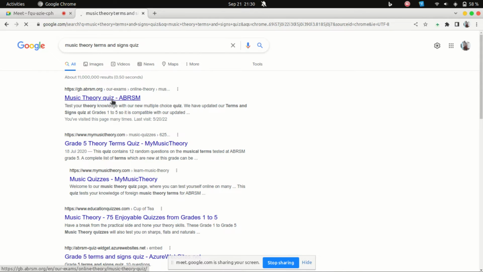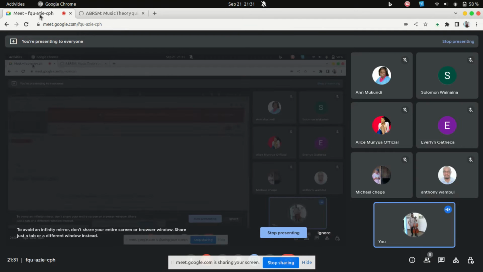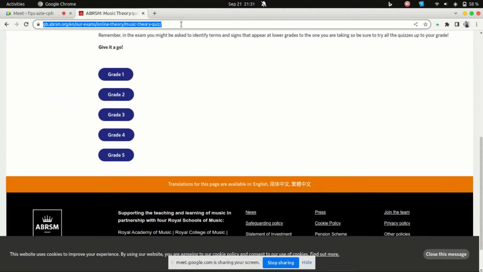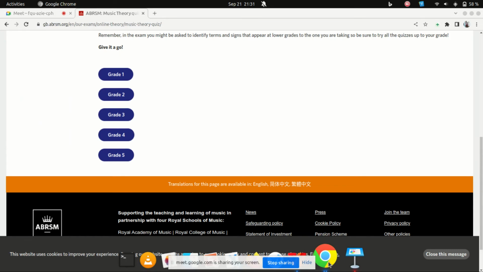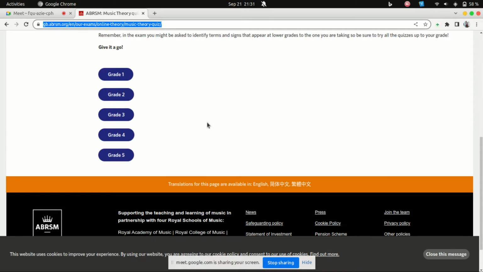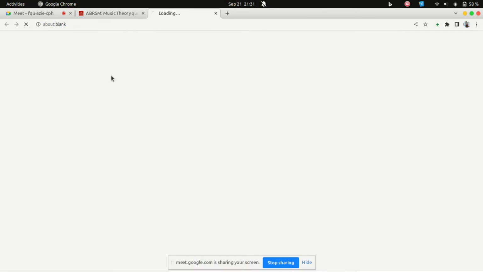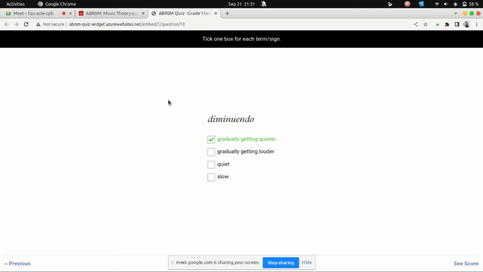No question. So let's do it. Now that we have learnt all of them, I'll be calling on some of you to help me answer this quiz. These are found on the ABRSM website and they are very helpful. I thought I should not reinvent the wheel. I'll send this link to you on the WhatsApp group. So let's go to grade 1 and look at the terms and signs.